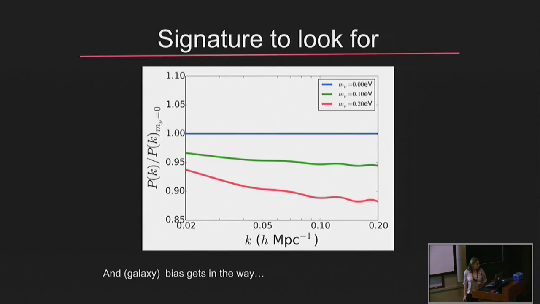First, the signature one is looking for. This is the same plot that you've seen before, but before it was in linear theory and with no observational effects. And this is convolved with the survey, with the window, with the nonlinearity and all that. And this is the type of effect you see. And galaxy bias gets in the way, so all these lines you can renormalize up and down. So the effect is small.